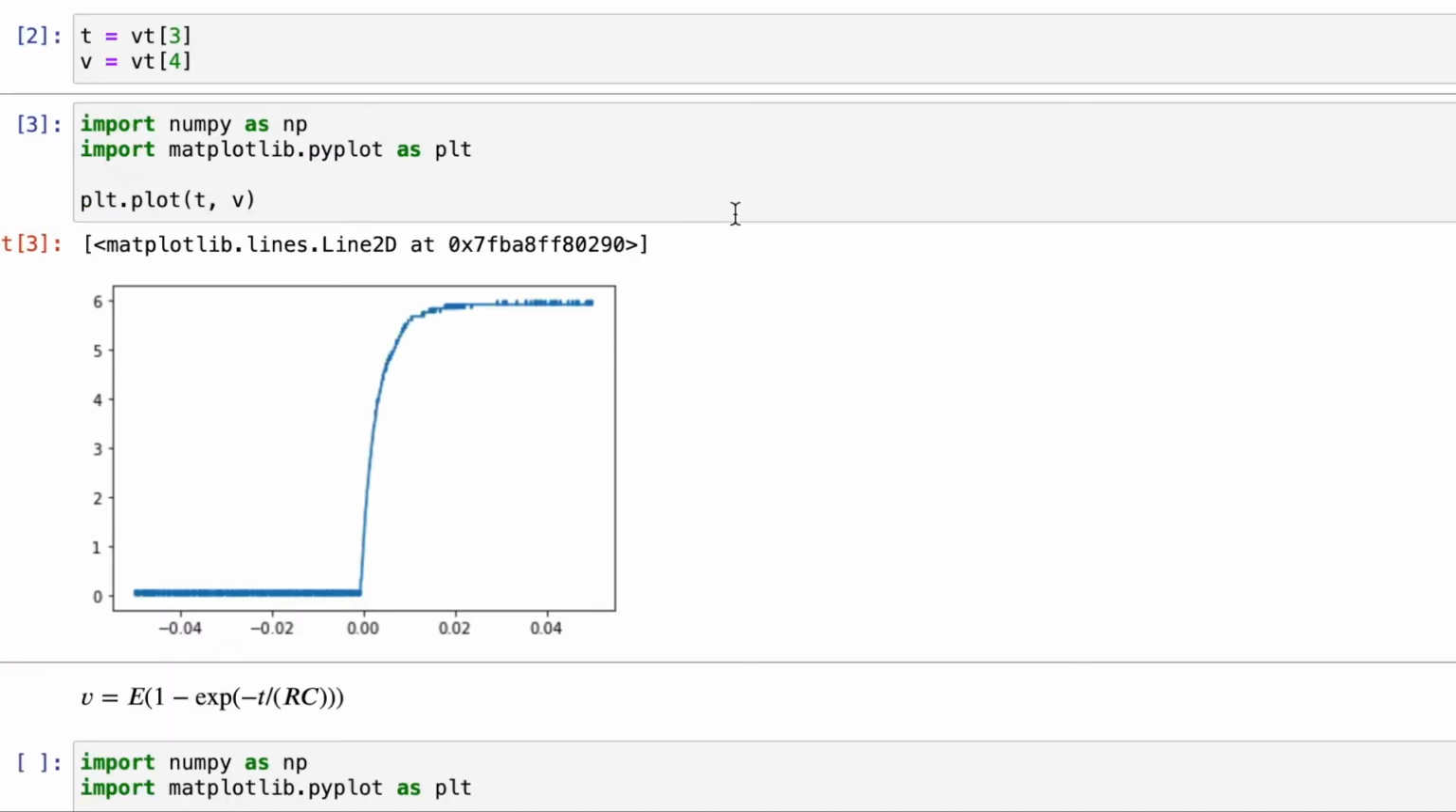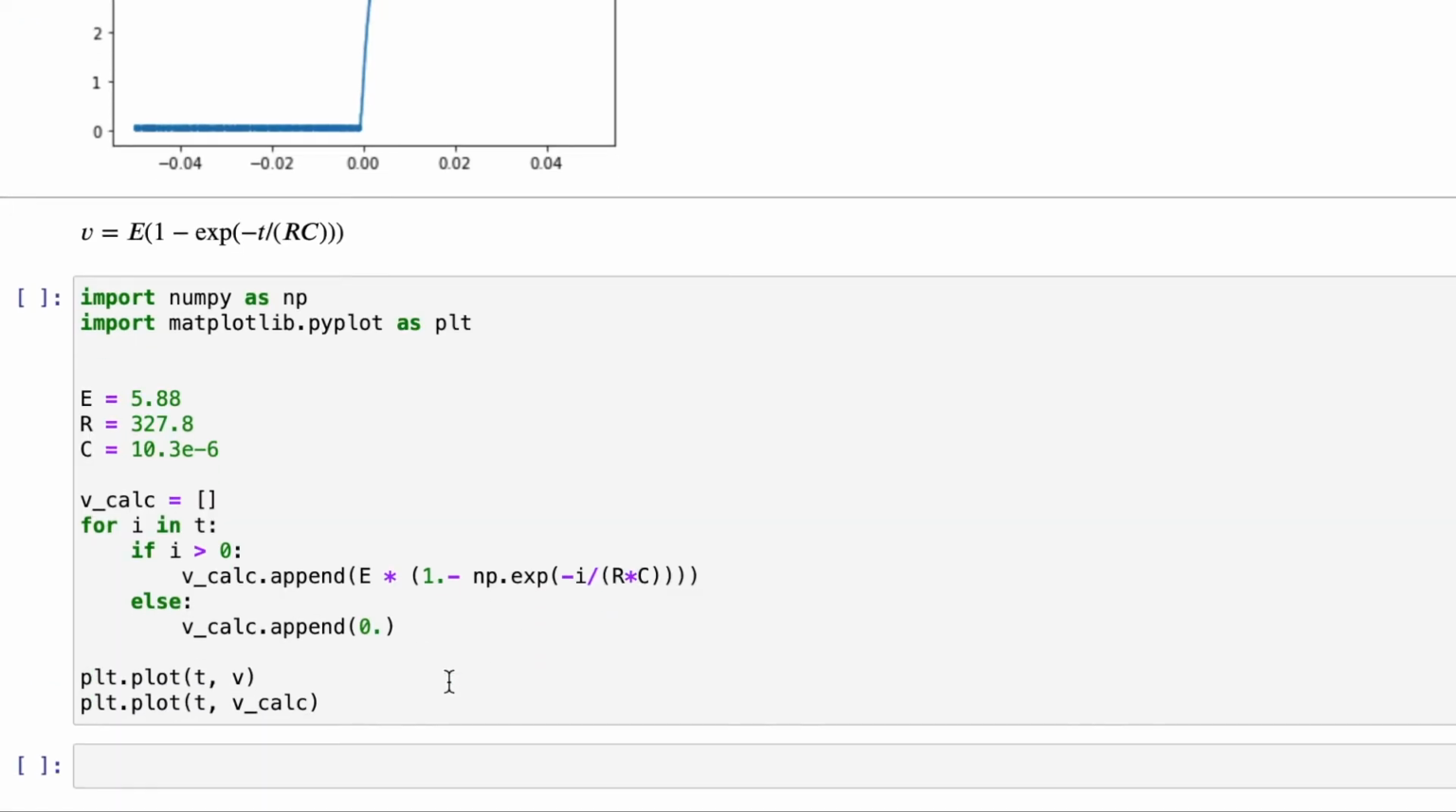As we expected, the voltage is 0 before charging, and once the charge starts, the voltage between the two plates of the capacitor increases up to the maximum value of 5.88 volt. So we'd like to compare with the theoretical model. In theory, as I explained, V, the potential difference between the two plates of the capacitor, is expressed as E times (1 minus exp(minus t over R times C)).